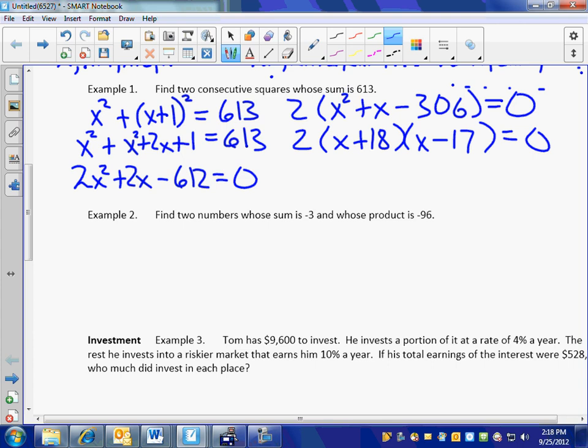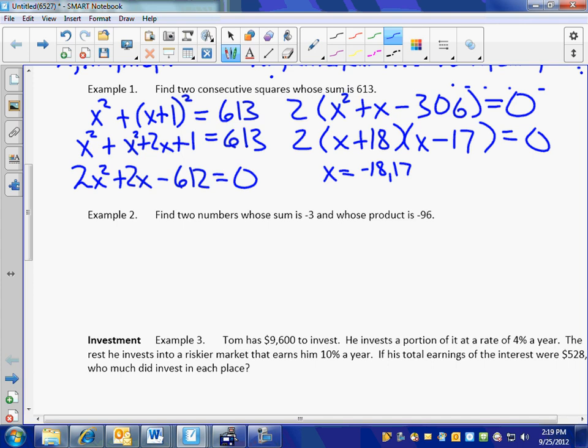What are my solutions to that equation? Negative 18, positive 17. Is that my answer? Nope, because I have a 2 out front. If it was an x, then I would have a 0. So it's a second degree polynomial. I should have 2 solutions. They are negative 18 and 17. That's what it gives me, but are those necessarily the answers?